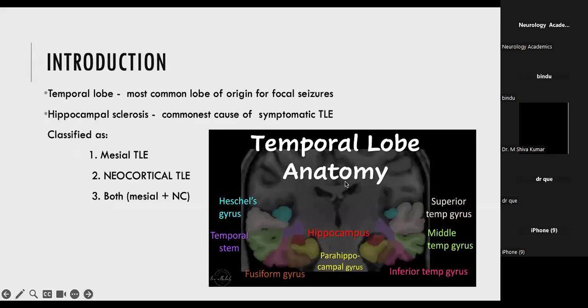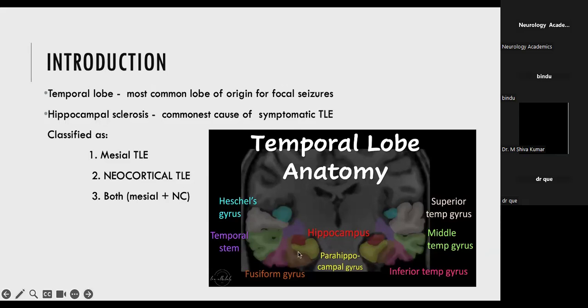Coming to the introduction of the temporal lobe epilepsies. Temporal lobe is the most common lobe of origin for focal seizures, and the most common cause of symptomatic TLE is hippocampal sclerosis. It can be classified as mesial temporal lobe epilepsy, neocortical temporal lobe epilepsy, and both combined mesial and neocortical temporal lobe epilepsy. This can be understood with this coronal view of an MRI image.